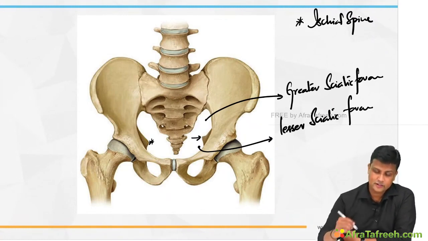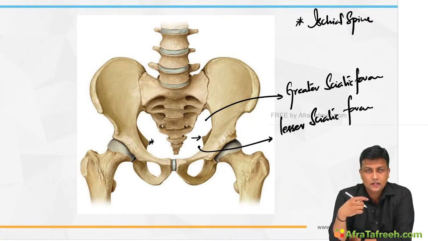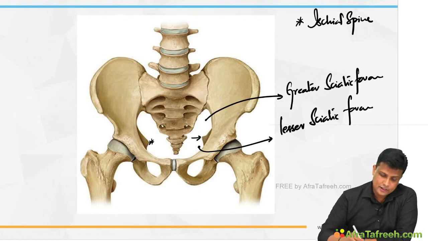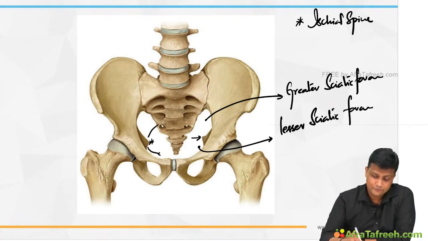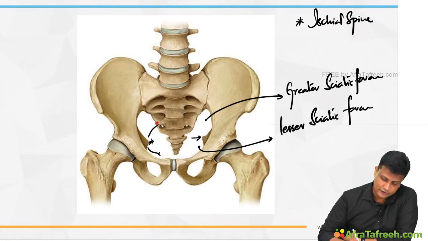Now what I am interested in is, what are the structures which are going to take a turn around the ischial spine? There will be a nerve, guys, which goes through the greater sciatic foramen, and then takes a turn and comes via the lesser sciatic foramen. That is nothing but the pudendal nerve. Along with the pudendal nerve, there will be an artery, which also goes along with it.